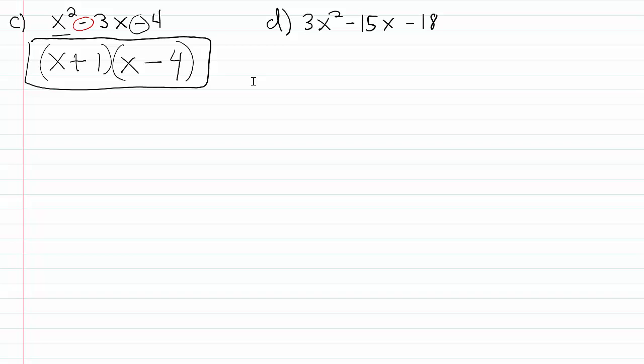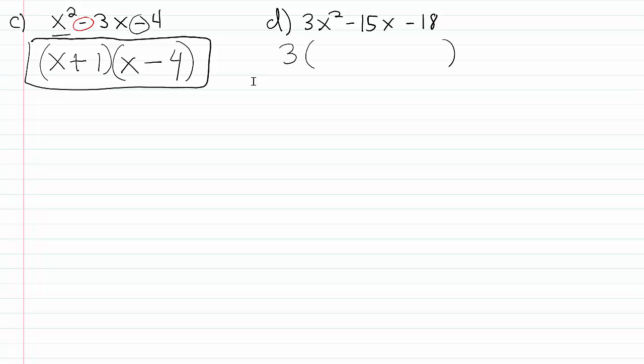Okay, for our last example, we're going to look for greatest common factor first. We always do that. And this time, I think we do have a greatest common factor. I believe 3 goes into every term here. This 3 can be divided into 3 itself. It can go into 15, and it can go into 18. So I think 3 is common to each of the terms. So let's pull out a 3 before we do anything else.